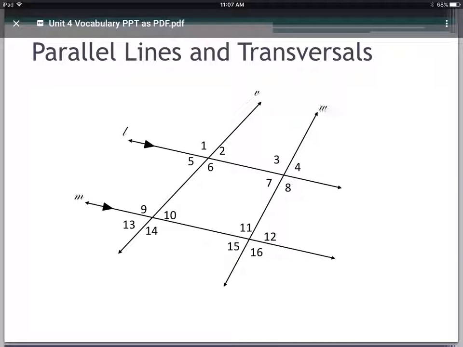The transversals themselves are not parallel, but I can say things like, well, I can say that 1 and 14 are equal because they're alternate exterior. I can say that 6 and 9 are equal because they're alternate interior. I could also say that 1 and 6 are equal because they're vertical, right? And 6 and 9 are equal because they're alternate interior. That would make 1 and 9 equal. It gets kind of fun in my opinion. You could also say 1 and 9 are equal because they're corresponding. So there's lots of ways to do this.